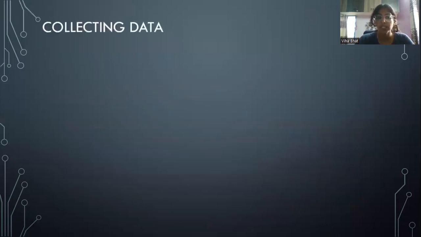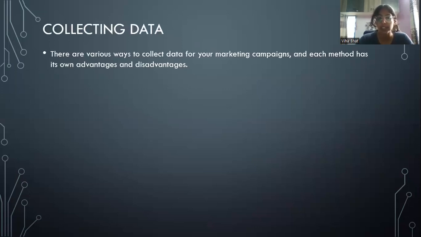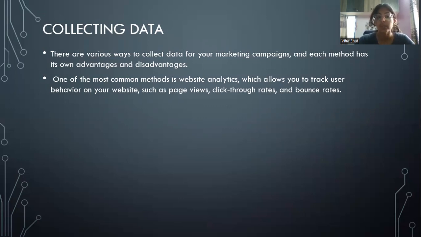So how do these data-driven marketing strategies work? How do we get all this data? From where do we collect all this data? There are various means of collecting data for marketing campaigns, and each means has its own advantages and disadvantages. One of the most common methods is website analytics, which allows you to track users' behavior on your website, such as page views, click-through rates, bounce rates, and how long they've watched a particular video or anything like that.